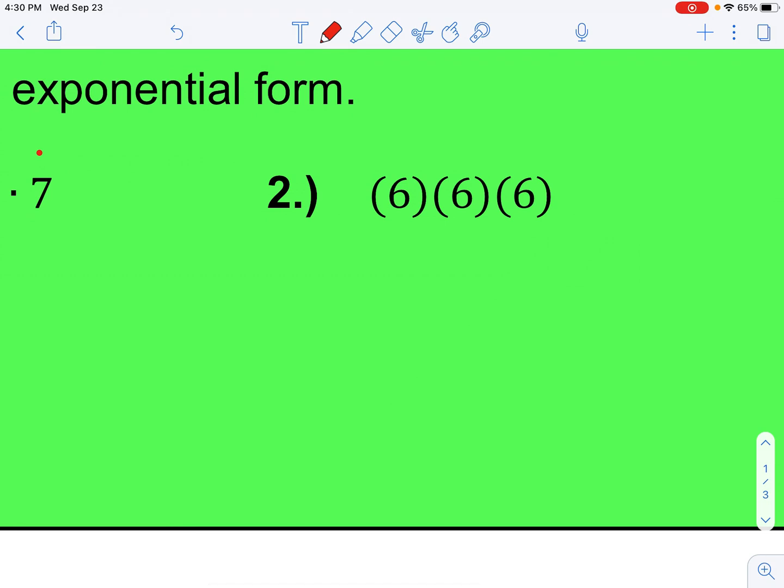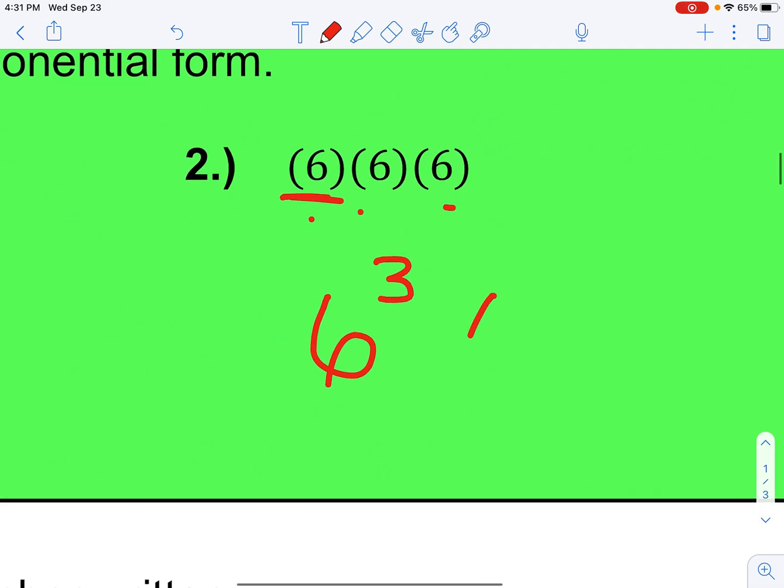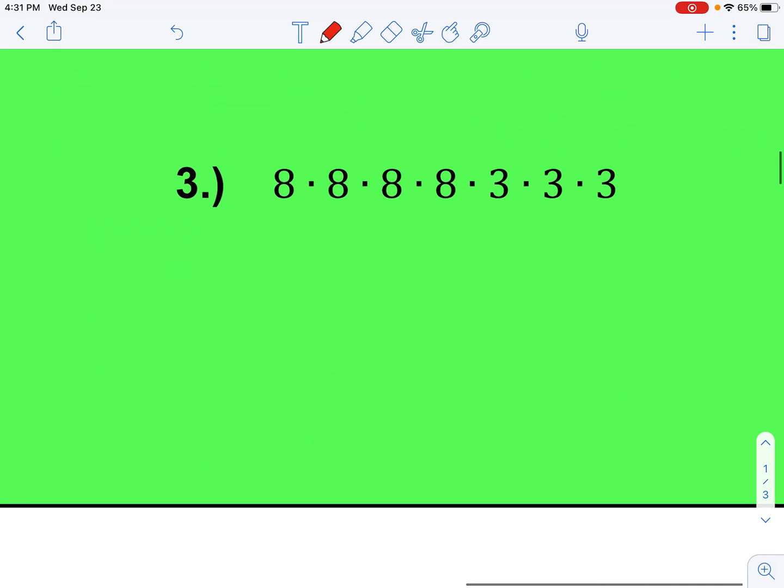Let's look at number 2. I see I'm taking 6 times 6 times 6, so my base is 6. How many 6's am I multiplying by each other? 3. If you wanted, you could have written this as 6 in parentheses to the 3rd power. That would work as well, because it's saying I'm taking it times 3 times.